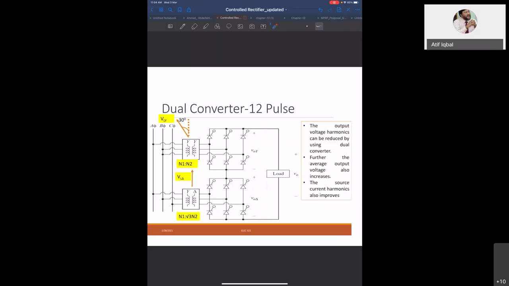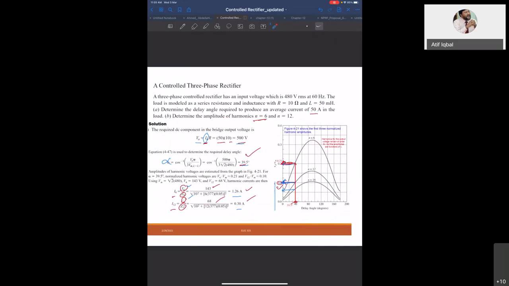So when it is double, what is the advantage? The ripple voltage and ripple current of the output will be at higher harmonics. They will contain higher harmonics. In the case of six pulse, the harmonic contents are the sixth harmonic, 12th harmonic, and 18th harmonic. When it was single phase, the harmonics were the second harmonic, fourth harmonic, sixth harmonic, multiples of two. But in the case of three phase, it is a multiple of six: 6, 12, 18, like this.